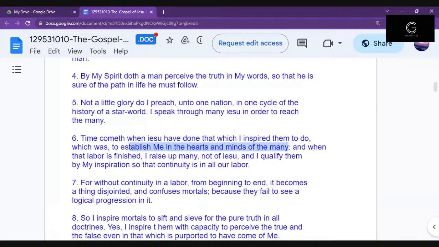Right? And when the labor is finished, I raise up many. Not of this iesu stuff. This is niggas that's gangster. These is niggas that's pussy, gay. Your everyday nigga. I raise them up. And I qualify them by my inspiration. You dig what I'm saying?